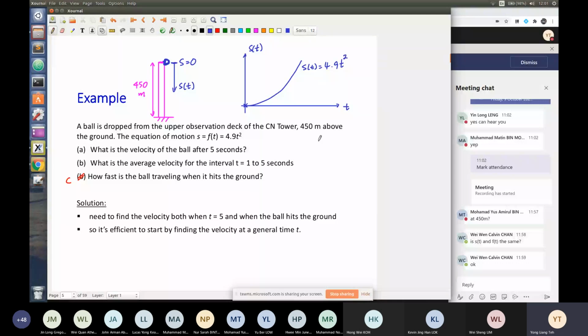Hence, we are supposed to find the velocity of the ball at 5 seconds. At 5 seconds, you want to know the instantaneous slope. You want to know what this V of t is, the instantaneous slope, or rather V at 5. Okay, so let's tackle that.